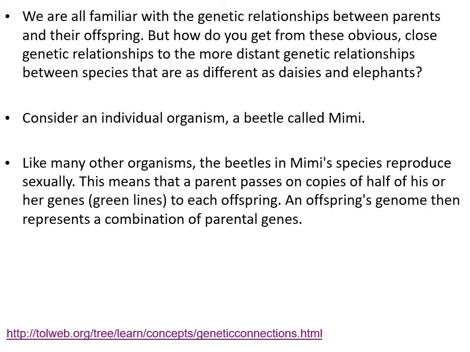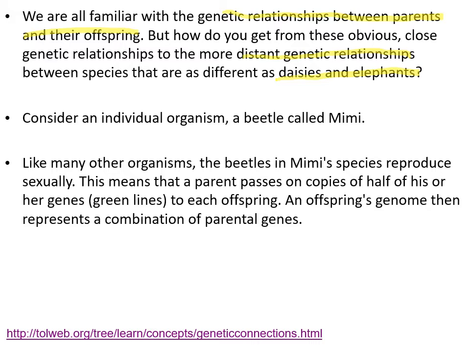This example is taken from the Tree of Life, so you can check it out online. Essentially it's a way of taking our concept of time from a relatively short time frame into the much longer time frame that is necessary to fully understand how these phylogenetic trees work. We know the genetic relationships between parents and their offspring, so that's easy to imagine, sort of a family tree. But as we go further and further back in time, these distant genetic relationships become harder to imagine. We want to get to the point where we can see the relationship between things like daisies and elephants, as long as we go far enough back.